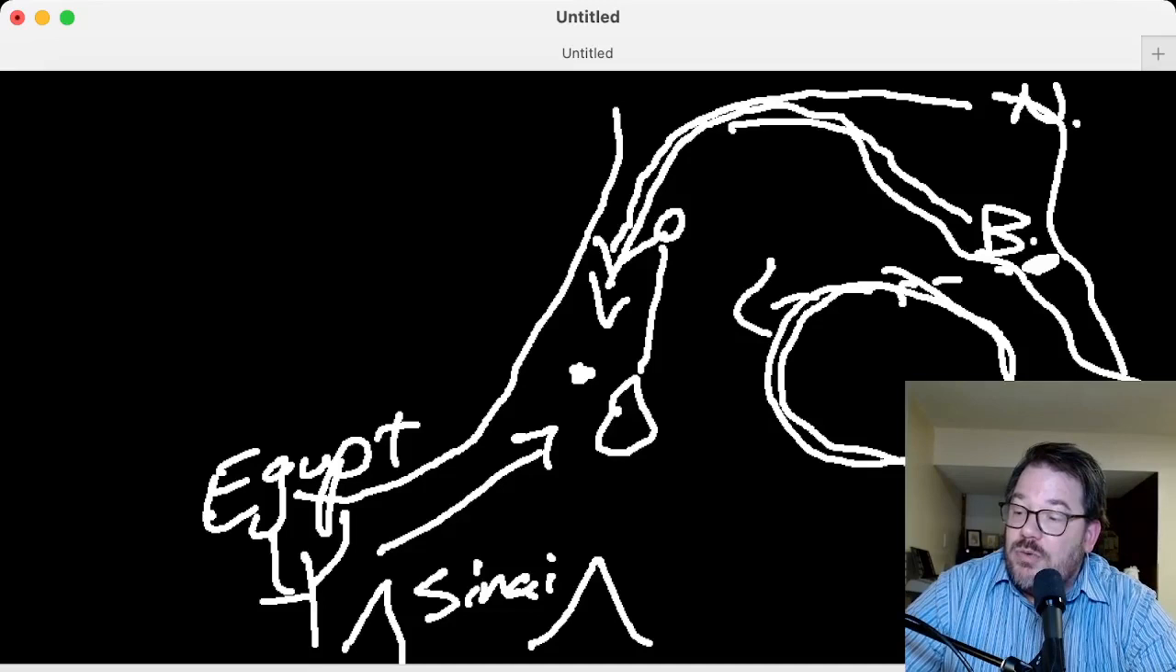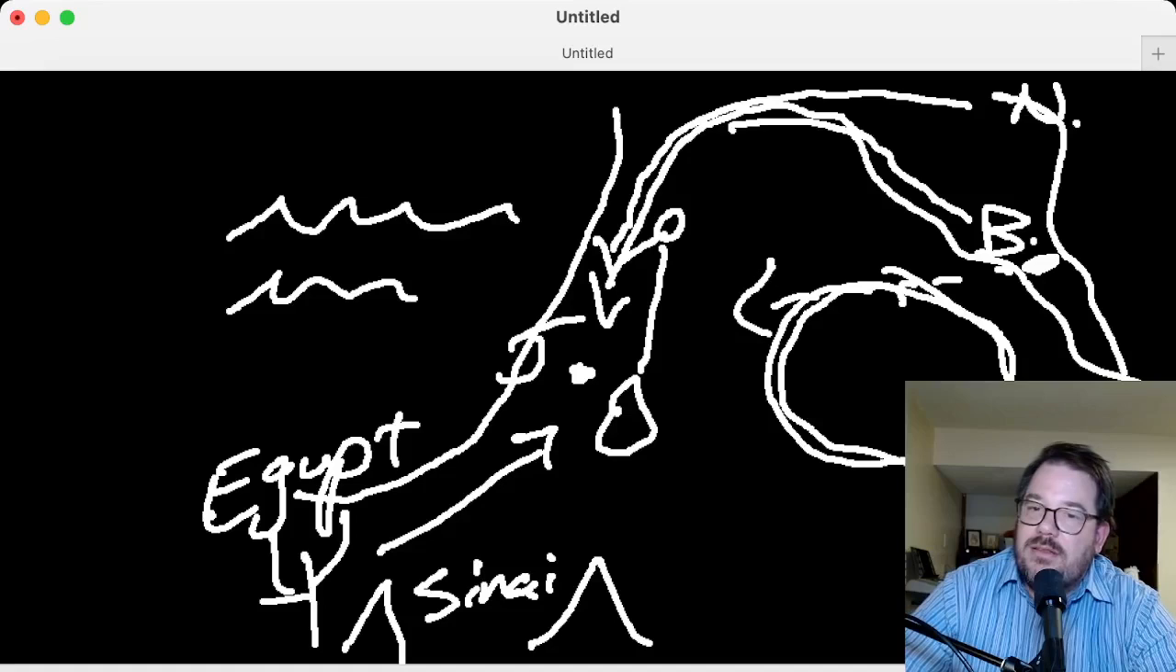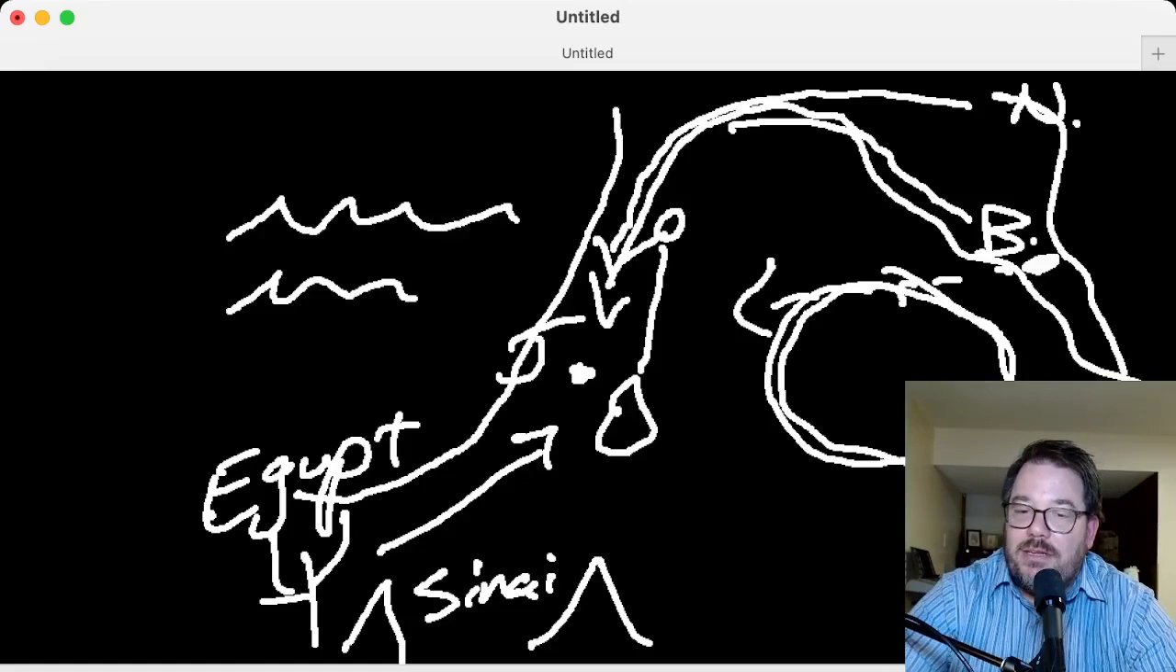So when they come to attack, and of course you're not going to get attacks from the west here, because it is the Mediterranean. That's waves, in case you're wondering. That's my attempt at waves. All right. Back to the text. Here we go.